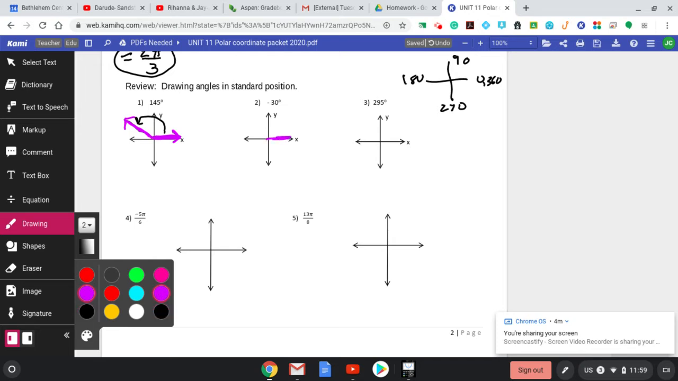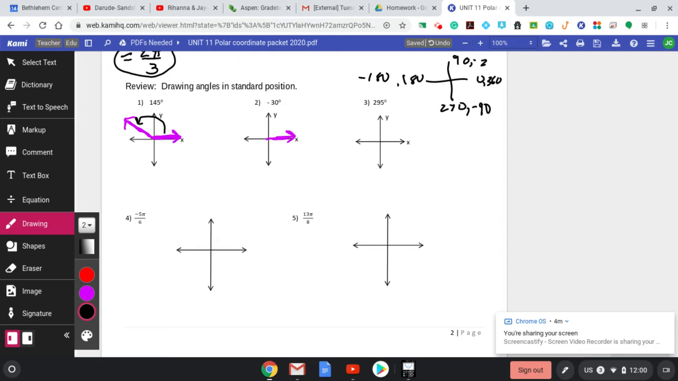Next up, I got negative 30 now. So I got my initial side. Where's my terminal side going to be? Well, now, because it's negative, we go in a clockwise direction. So take a look up here. I got negative 90, negative 180, negative 270, and back to negative 360. So negative 30 would be in the fourth quadrant, closer to 0. So right here. And that's why you want your rotation arrow. It's so important.